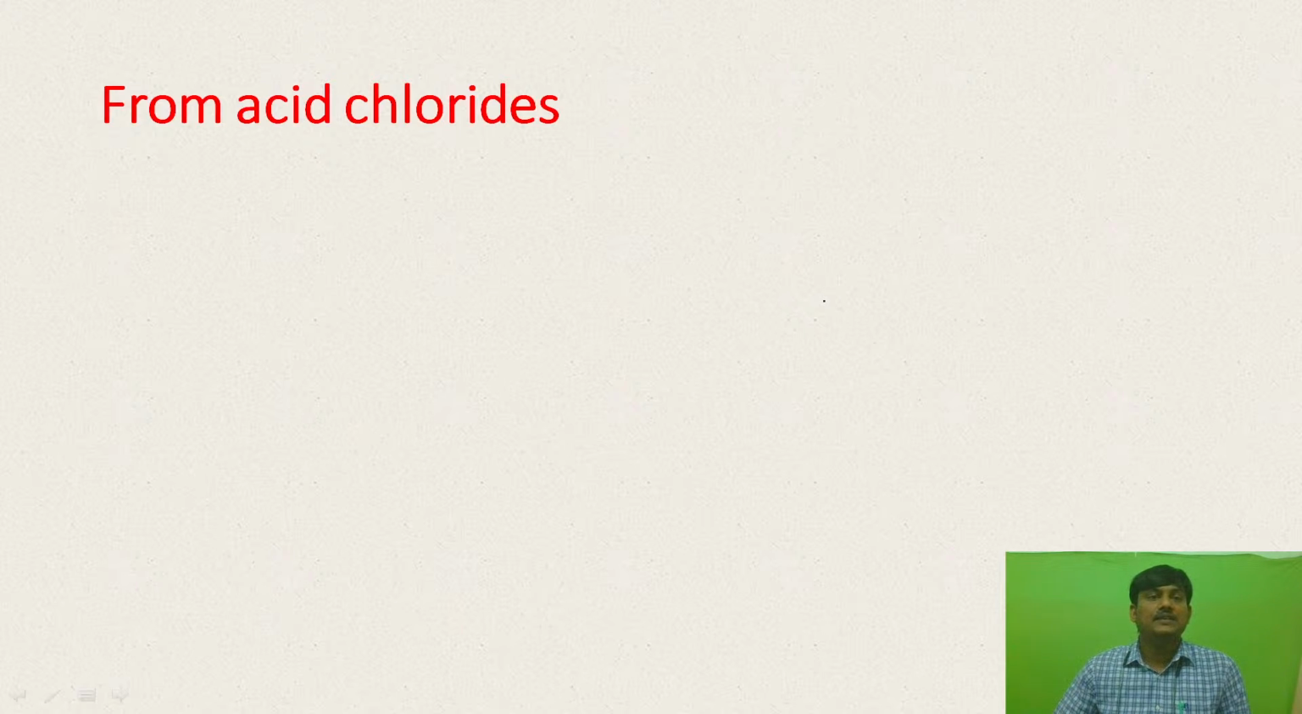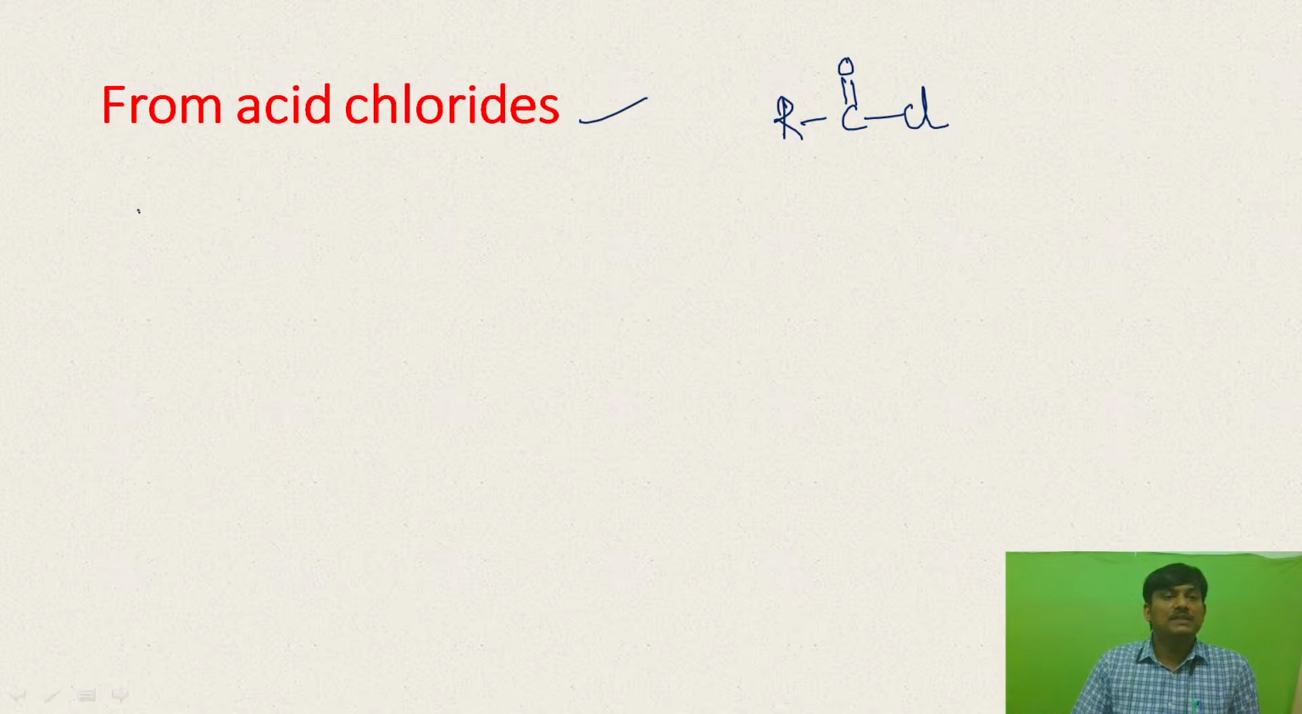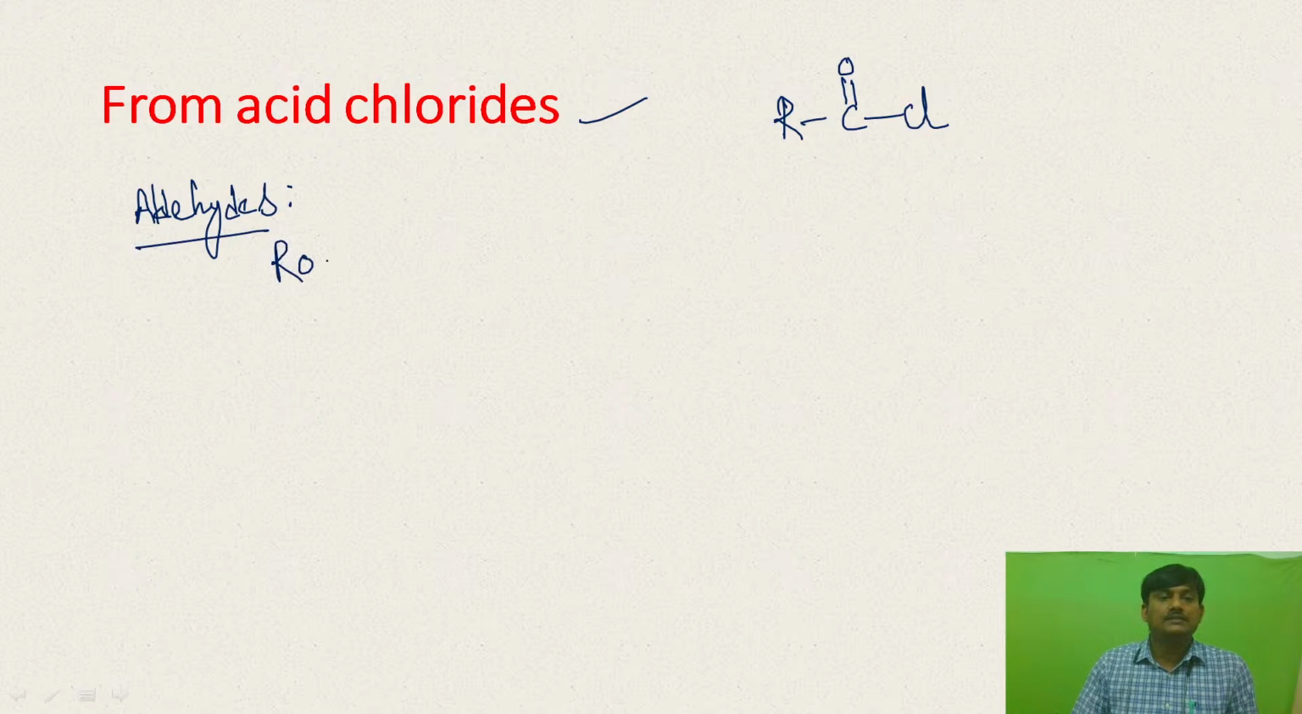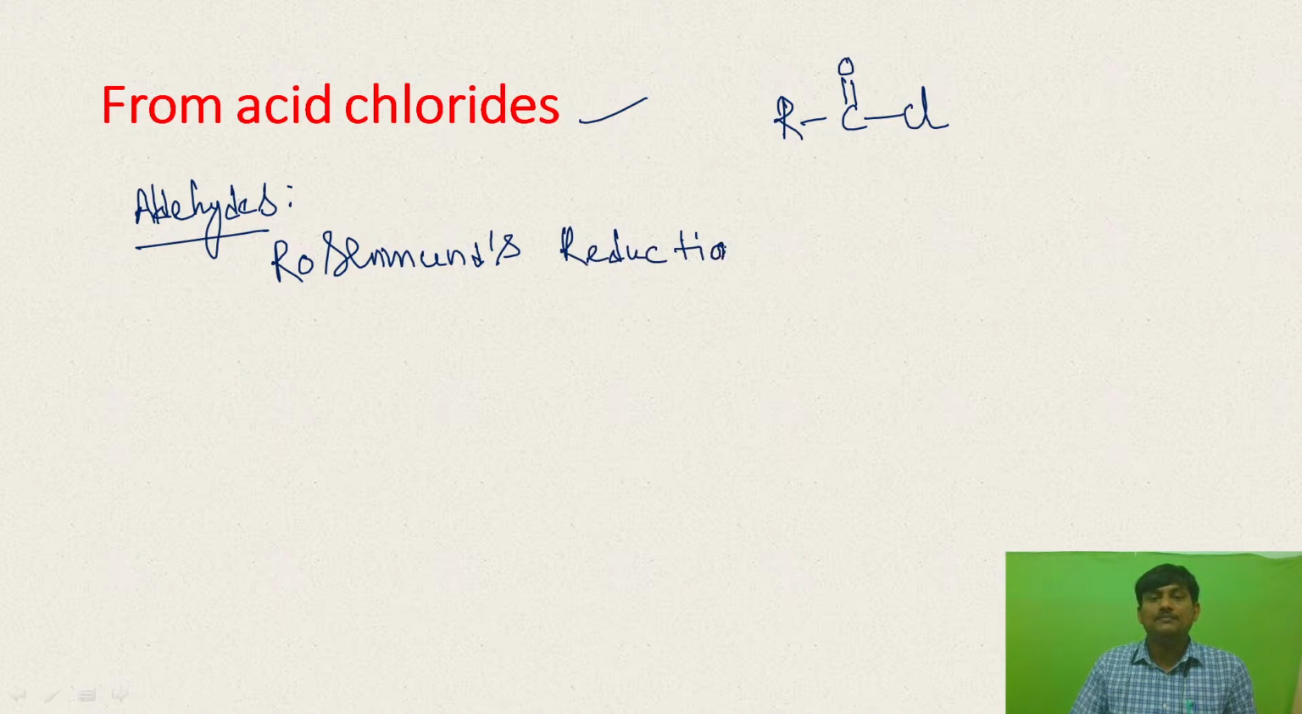The first method is we can prepare both aldehydes and ketones from acid chlorides, R C double bond O Cl. Okay, this is the general formula of acid chloride. We can prepare aldehydes from acid chlorides by using Rosenmund's reduction. This is the best method for the preparation of aldehydes from acid chlorides.